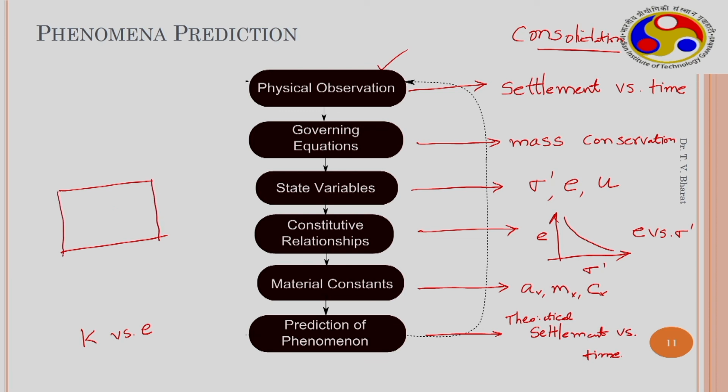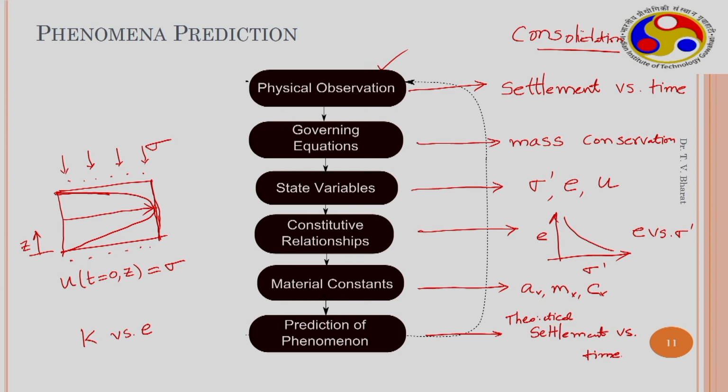So if this is the consolidation sample, you have porous stones or sand at the top and bottom. As soon as the load is applied on the soil sample, the pore pressure at any given depth at time t equal to 0 is equal to the applied stress. But just after time t equal to 0, the pore pressure at z equal to 0 and z equal to L becomes 0, and this is the pore water pressure distribution you get. The excess pore water pressure is maximum at the center, and it is 0 at the boundaries. So this is the condition.